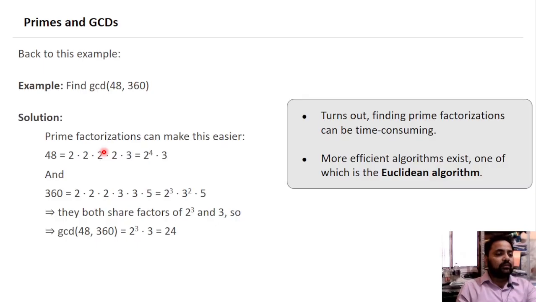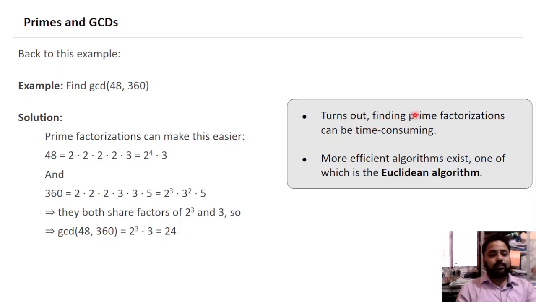Same, find the greatest common divisor of 48 and 360. So here for 48 we have the prime factorization 2 into 2 into 2 into 2 into 3 equals 2 to the power 4 into 3, and 360 equals 2 into 2 into 2 into 3 into 3 into 5 equals 2 to the power 3 into 3 squared into 5. They both share the factors 2 to the power 3 and 3. So the greatest common divisor of 48 and 360 equals 2 to the power 3 into 3 equals 24.